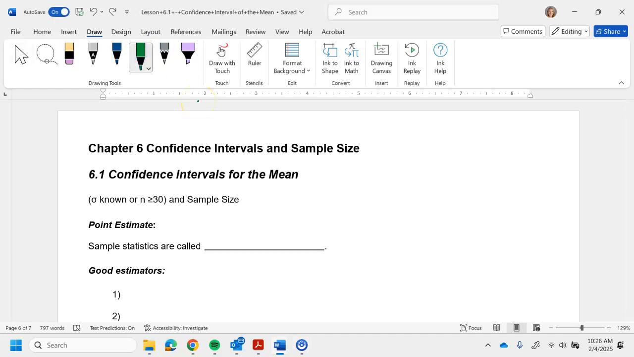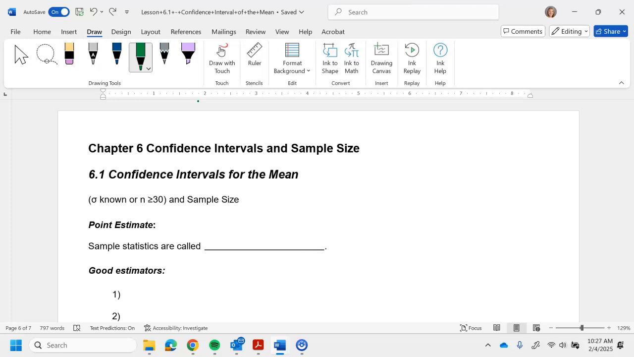This chapter is focusing on confidence intervals. Specifically, this particular section is going to be talking about confidence intervals for a mean. Now, what is a confidence interval? So a confidence interval is really giving us an expected range for where we can expect a mean to fall based on previous samples that have been collected.